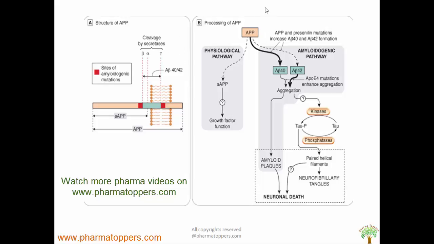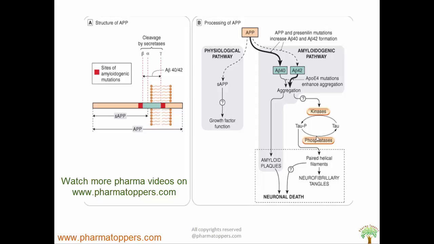Again, here you can see the processing by two pathways, the physiological and the amyloidogenic pathway. In the physiological pathway, the sAPP is synthesized, with a growth factor function, which is a question mark, still in question, and more research is required. In the amyloidogenic pathway, A beta 40 and 42 are secreted due to the ApoE4 mutations and also by the action of these secretase enzymes. Thus aggregation takes place, and the amyloid plaques cause neuronal death.